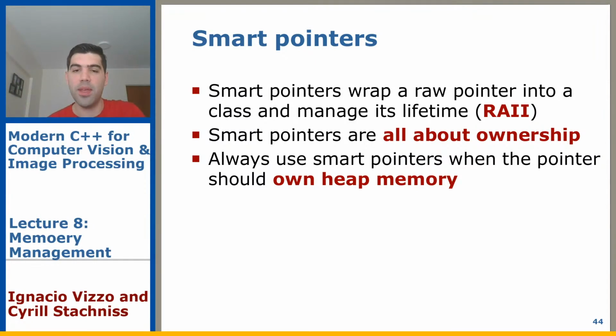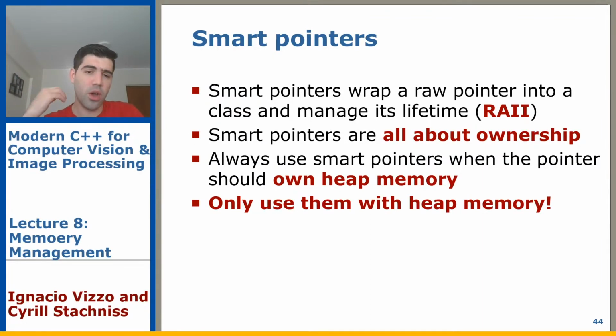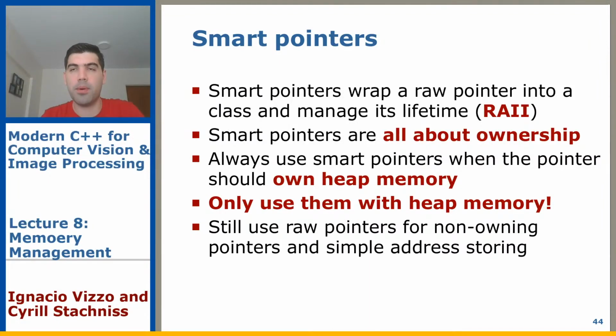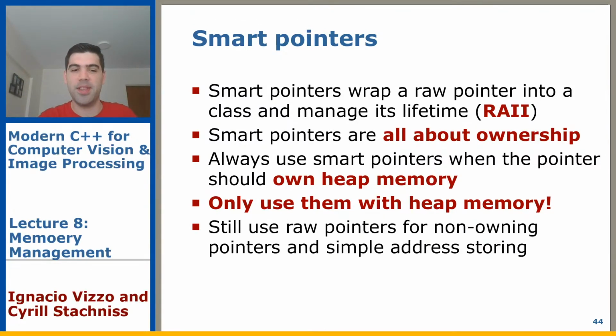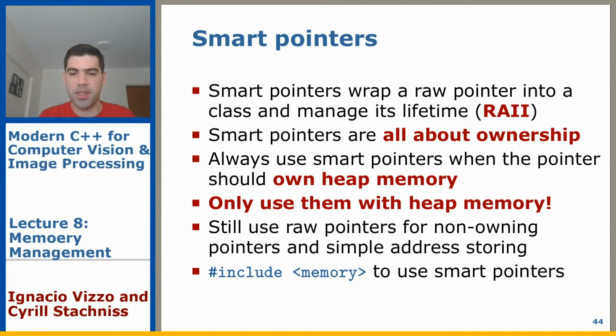There's nothing bad with the stack. But if you need this variable to be shared across multiple threads across your program, then you probably need to throw it on the heap, because it will be there until you free it. And only use them with heap memory, right? Never point to stack memory. There's no real good reason. I don't want to find pointers to the stack in your programs. I will just completely ignore your homework. Just don't do it. And still use raw pointers for non-owning pointers and simple address storing.